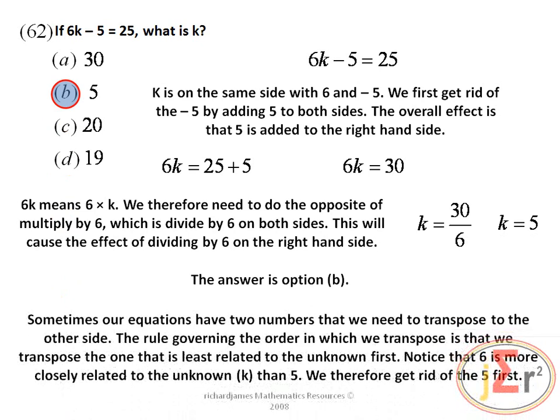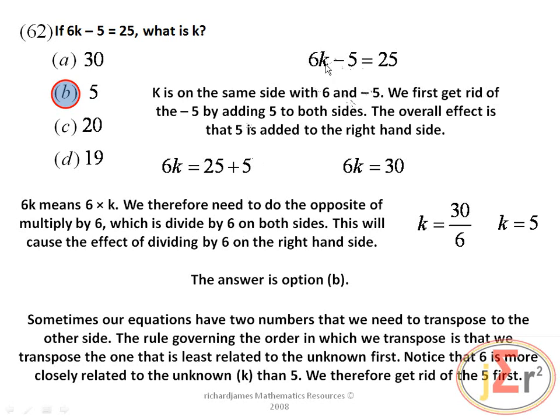Sometimes our questions have two numbers that we need to transpose to the other side. That means, like this problem here, we have a 6 and a negative 5. We need to get rid of that 6 and that negative 5. The rule governing the order in which we transpose is that we transpose the one that is the least related to the unknown first.